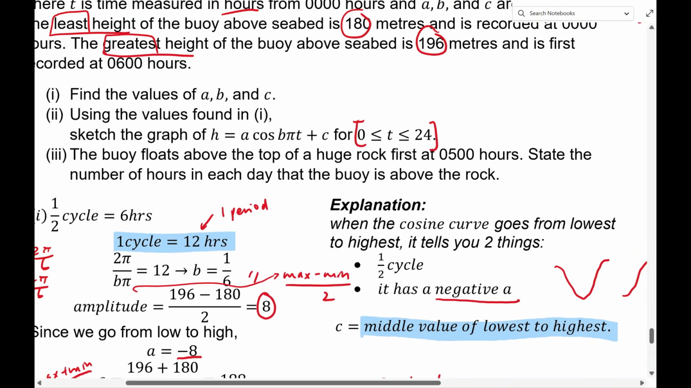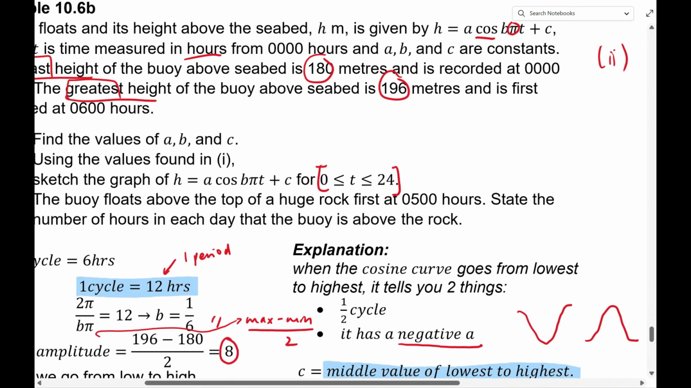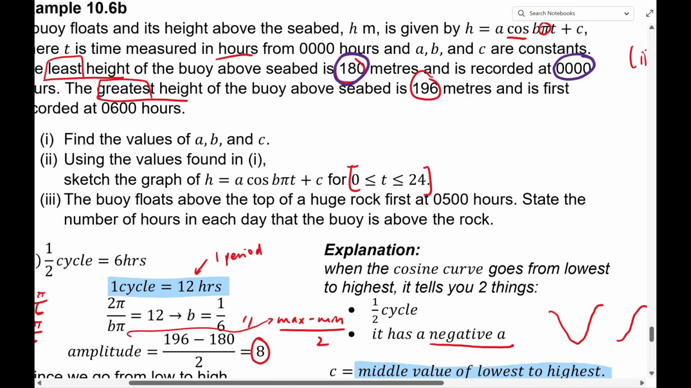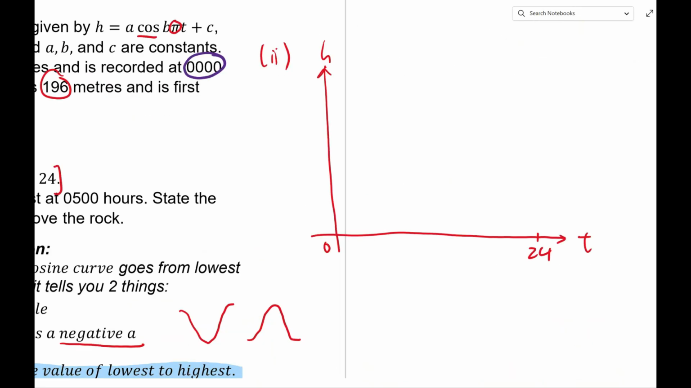We will also note that at 0 hours, the height of the boy above seabed is 180. So the cosine curve will not start at negative 1, unlike our usual cosine curve. Instead, it will start at 180, peaking at 196 and coming back down to 180. And this concludes our first cycle. So here it will be 12. Then we can draw our second cycle, which is the same cosine curve ending at 24.